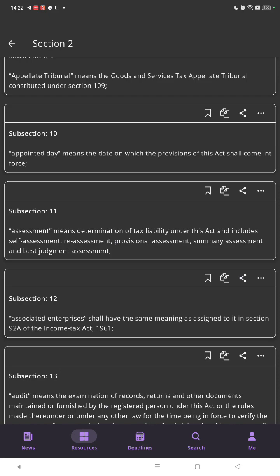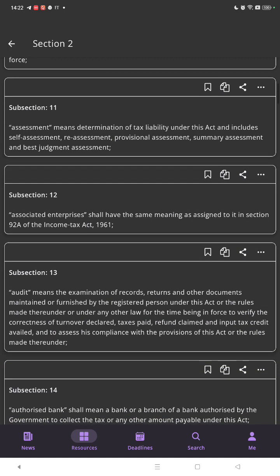Assessment means determination of the tax liability under this Act and includes self-assessment, re-assessment, provisional assessment, summary assessment, and best judgment assessment. Subsection 12, associated enterprises, shall have the same meaning as assigned to it in section 92A of the Income Tax Act, 1961.